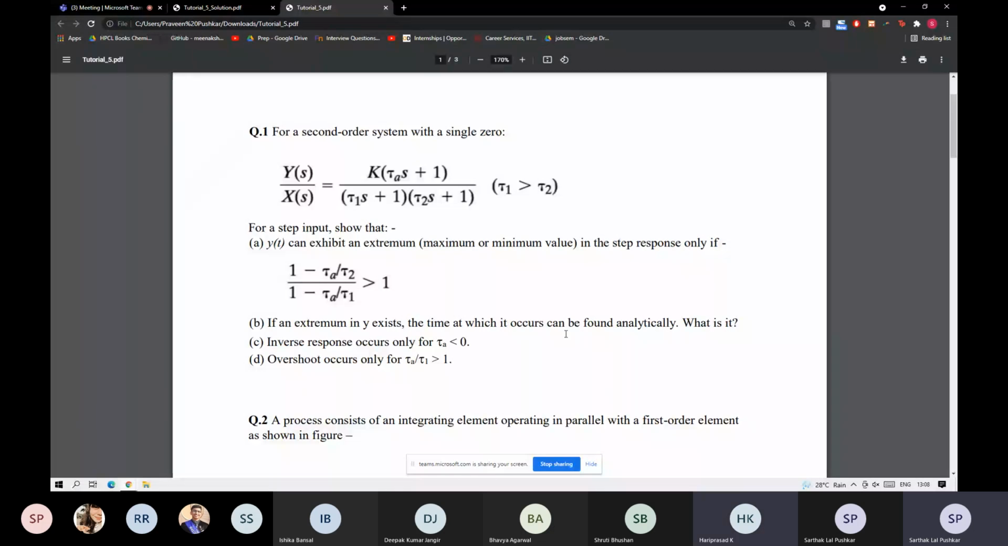Hello, are you there, all of you? So what you have to look for is how do you calculate the extremum. How do you compute the max or minima? Take the first derivative, set it to 0, then identify something. Then look for the condition of inverse response, and look for the condition of overshoot. Check whether you are able to do it with this condition. Maybe we'll wait till 1:15, then you can explain.